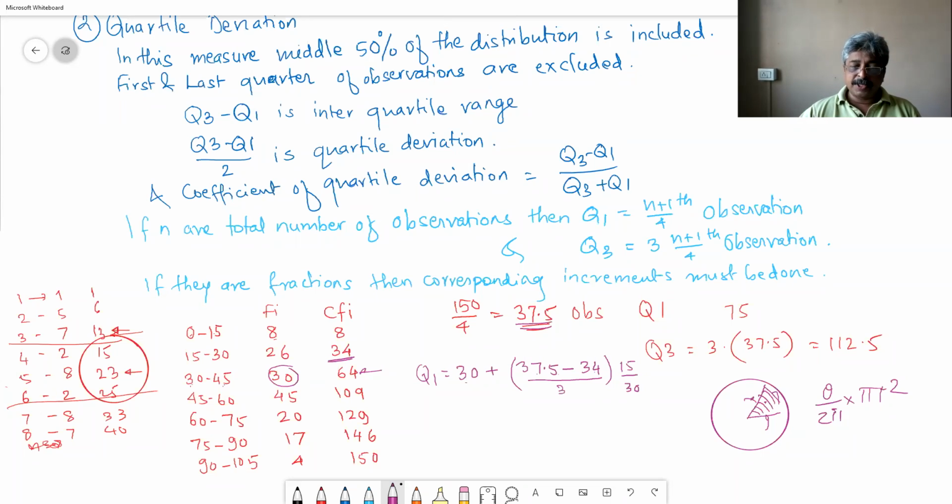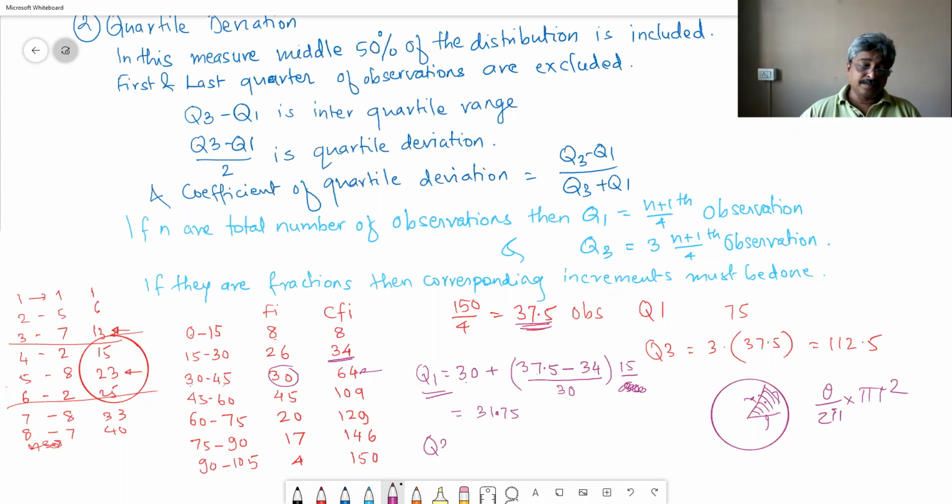This is the fraction, maybe 30 here. 37.5 minus 34, so that much you want to go ahead out of these 30 observations. That gives me the fraction, multiplied by the half difference, 15. This answer is going to be 31.75. So that is my value of Q1.